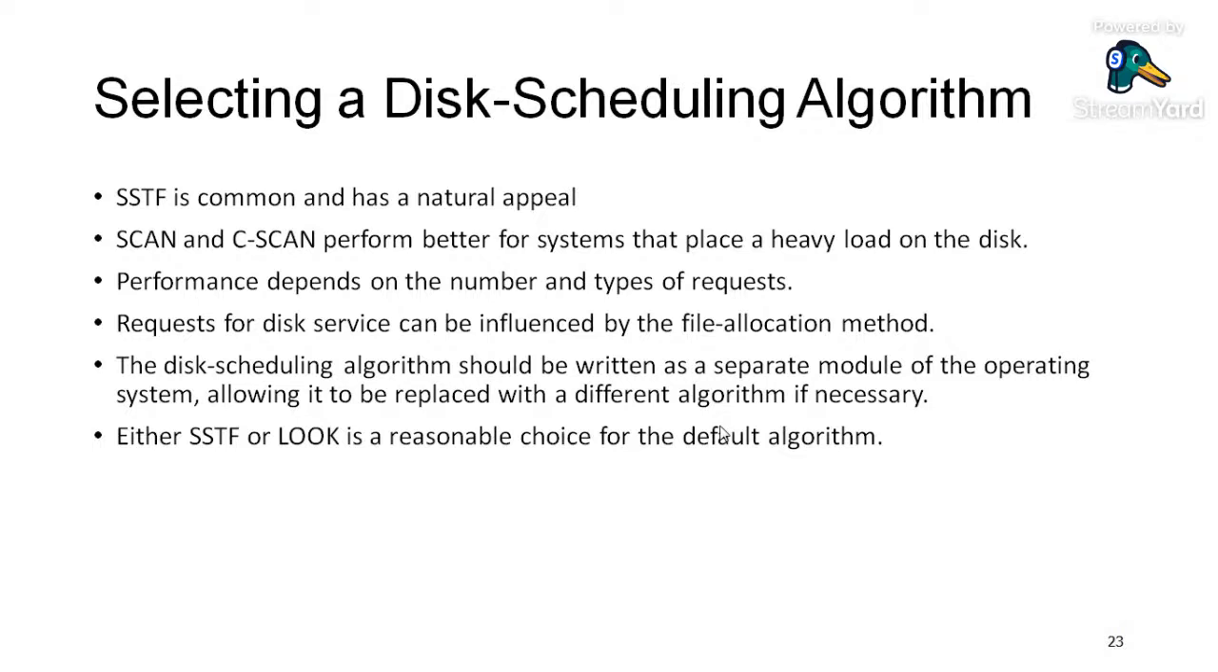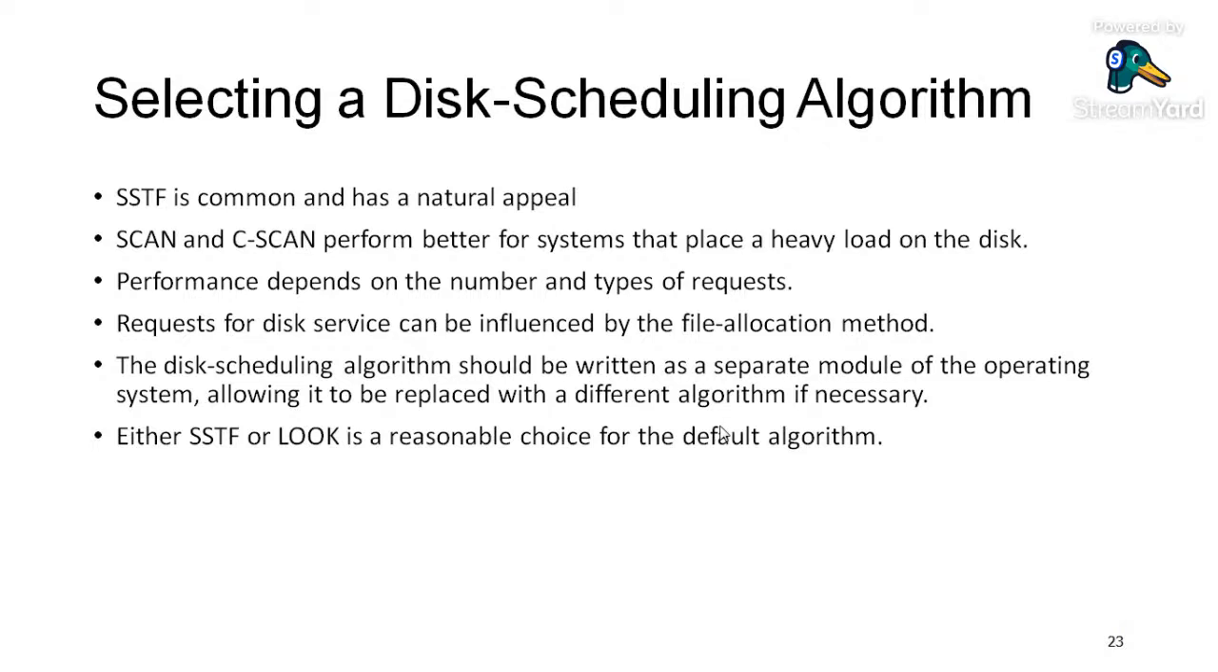Then SCAN and C-SCAN can perform better for systems that place a heavy load on the disks. If you have a question like, if there is a heavy load, then which algorithm is better, then SCAN and C-SCAN can perform better. Then performance depends upon the number and the type of the requests. Requests for disk service can be influenced by the file allocation method. The disk scheduling algorithm should be written as a separate module of the operating system, allowing it to be replaced with a different algorithm if necessary.